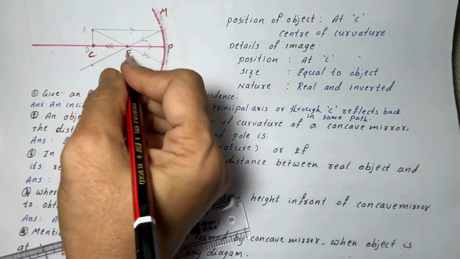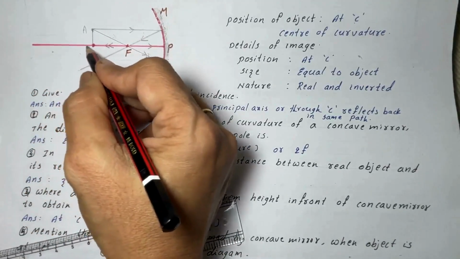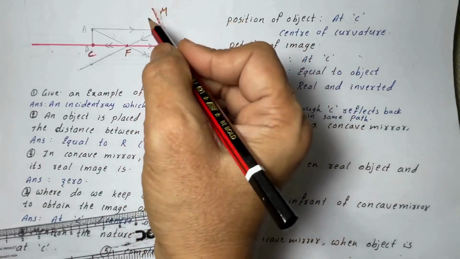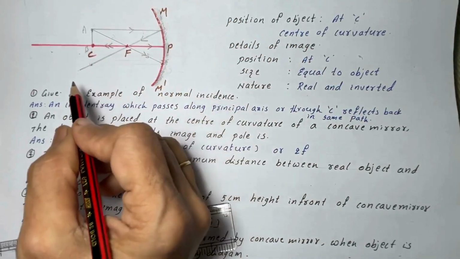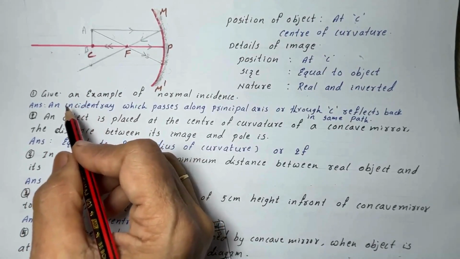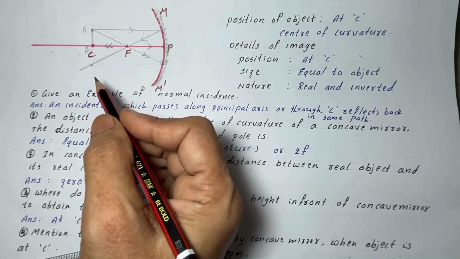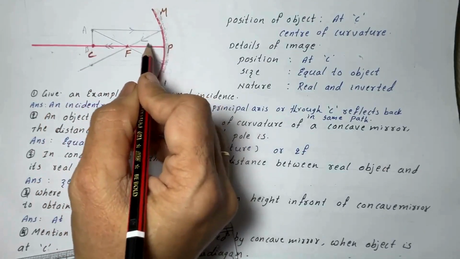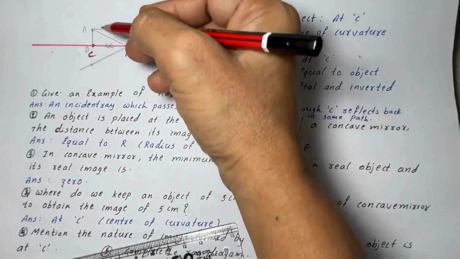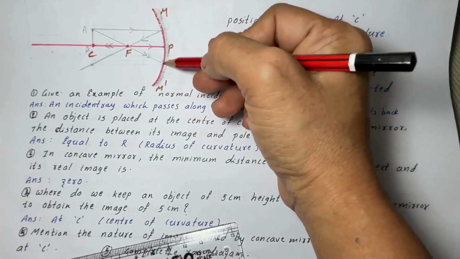The ray which is passing along the principal axis, or the ray which is passing through the center of curvature, retraces its path. Such incidence is known as normal incidence. The ray passes along the normal. So this is normal incidence, so this ray retraces its path. And now this is the ray which is coming from the focus.